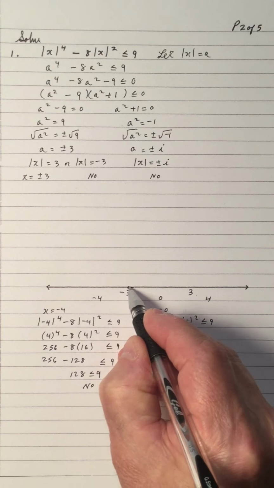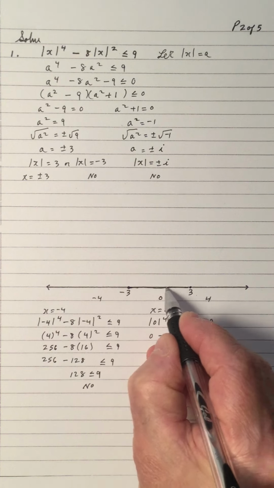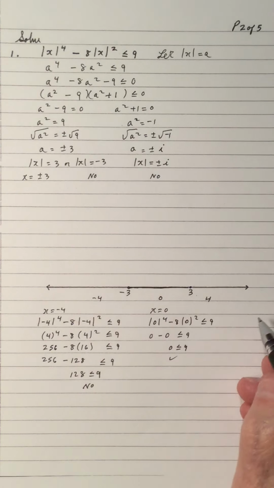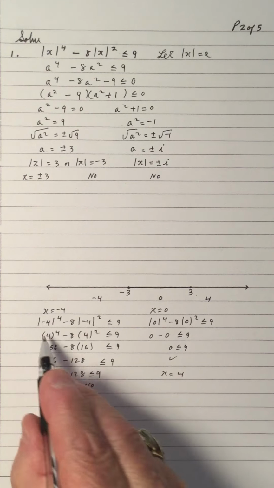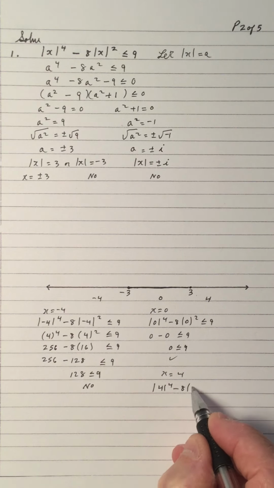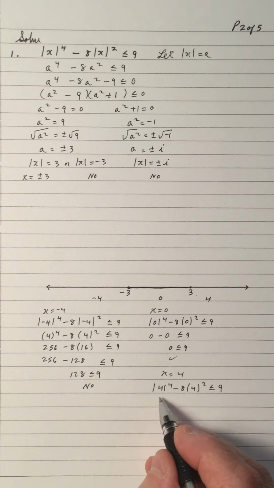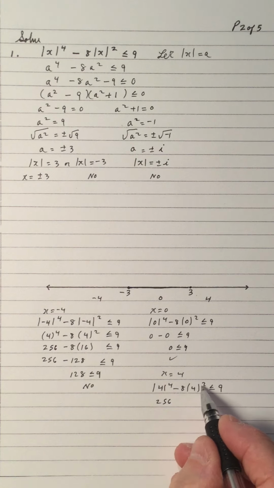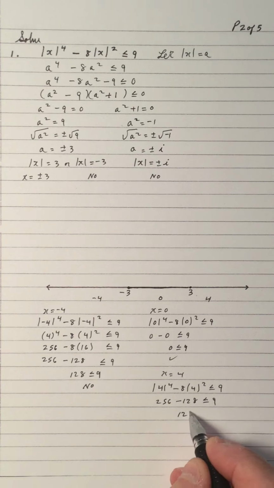Notice it says less than or equal to, so that means the 3 and the negative 3 are included because they have an equal to. So we're looking at these numbers in here. And if we try x is equal to 4, we're going to get the same answer as for negative 4, because the absolute value of 4 is 4, that gives us 256, and 4 squared is 16, times 8 is 128. So we get 128 is less than or equal to 9, and that's a no.